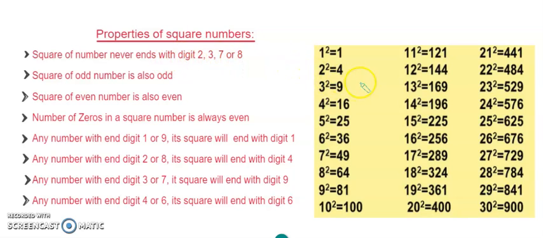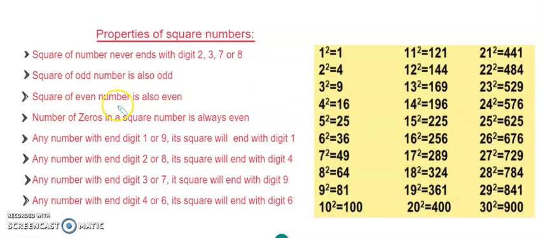You can see here on the right side, I have the squares from 1 to 13, and in each of these you can very clearly see that none of them ends with 2, 3, 7 or 8. Next, the square of an odd number is also odd. Like 1 is an odd number, its square is 1, which is also odd. 3 is an odd number, its square is 9, which is also odd. 19 is odd, its square is also odd.